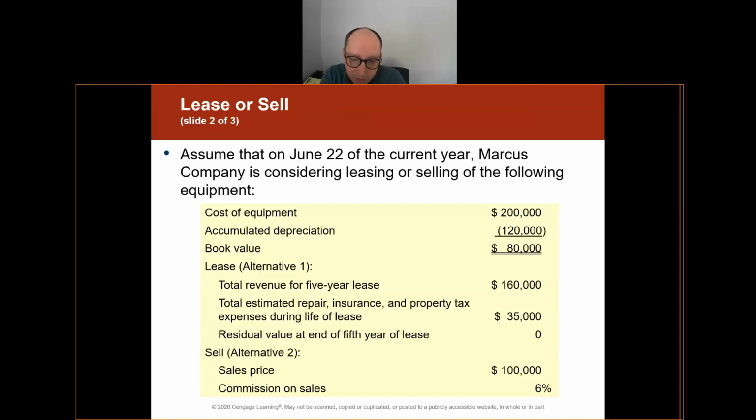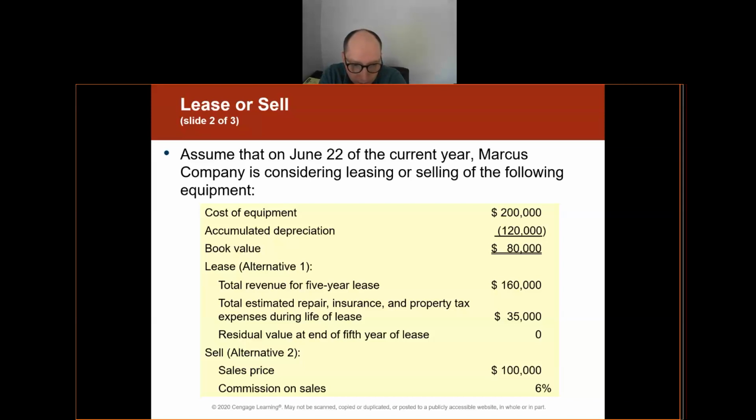So here we have some information. We have a piece of machinery that we are considering to lease or sell. The machinery originally cost us $200,000, and I've been using that piece of machinery for a couple of years now. I have accumulated depreciation of $120,000. That gives me a current book value of $80,000. 200 minus 120 is 80.